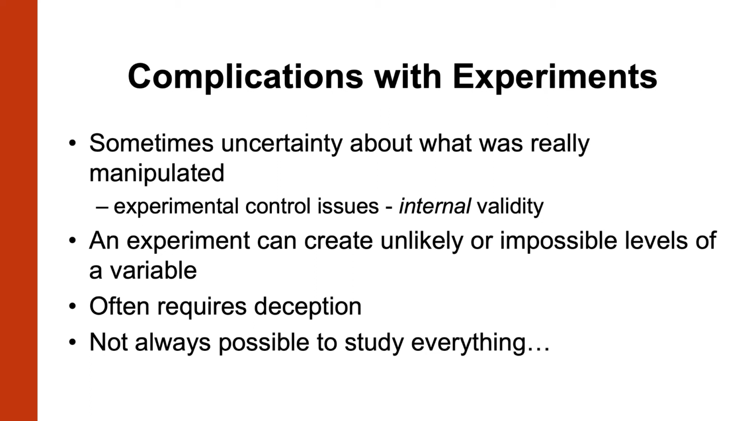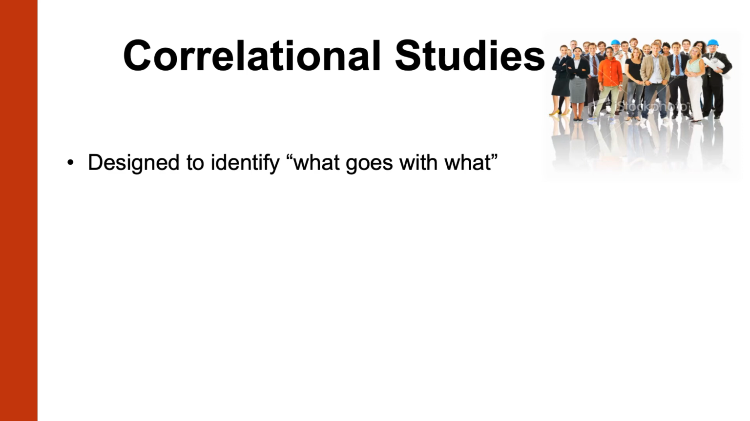There are also research questions that you might have that you cannot manipulate, like the impact of bereavement. You can't obviously manipulate whether someone lives or dies and then observe the impact on their loved ones. So then what do you do for those situations where you can't really study it with an experiment? Well, that's where the correlational study comes into play.